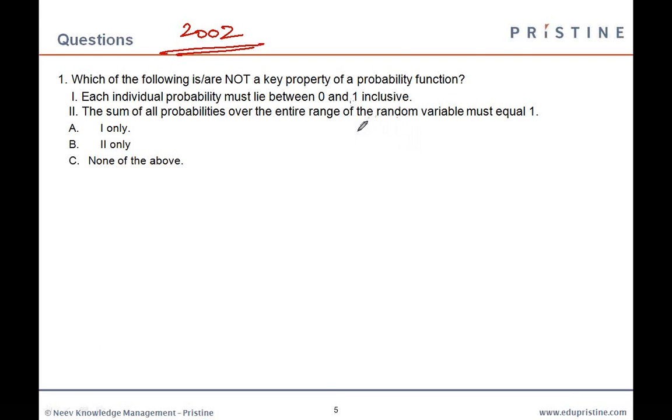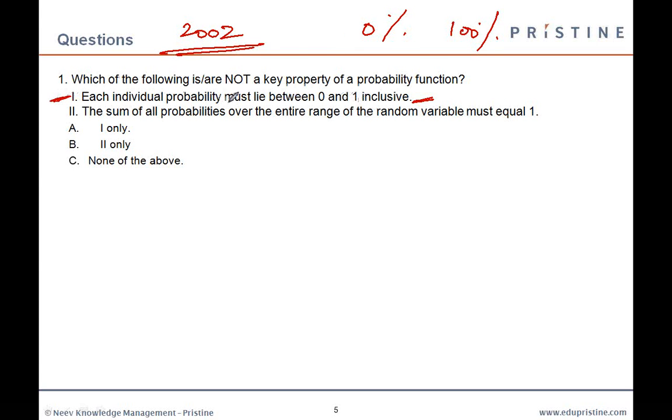So which of the following is not a key property of a probability function? Each probability should lie between 0 and 1 inclusive. So is this a property of a probability function? That is, each individual probability must lie between 0 and 1 inclusive? Yes, because as we said, mathematically, you can only have 0% or 100%. You can never have more than 100%. You can never have less than 0% also. Okay.